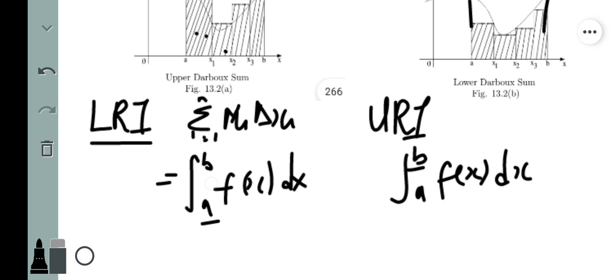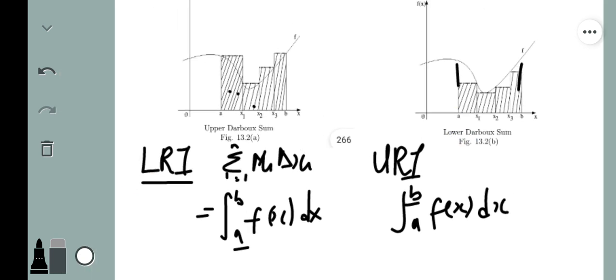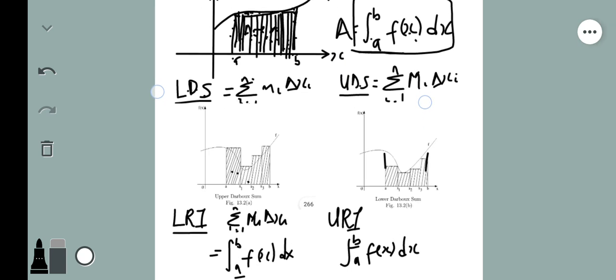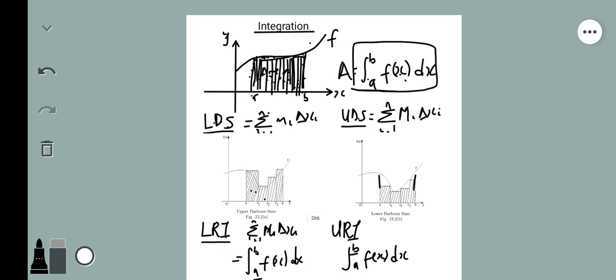Now, how did this one become this? That is what I was explaining here. When n is 5, we have 5 rectangles. When n is 10, we have 10 rectangles. When n is 20, we have 20 rectangles. When n is 100, we have 100 rectangles. The more the rectangles, the smaller the spaces you have. The more the rectangles, the smaller the rectangles. So when n is 1 million, you see that it will be very, very tiny.